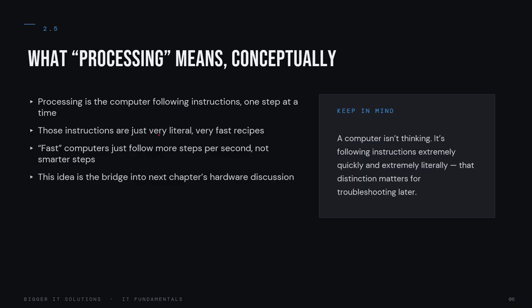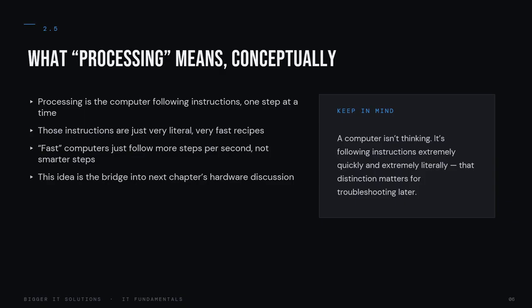This part right here, they're just very literal, fast recipes, these instructions. Computers actually only do one thing at a time. They just do it extremely fast. It makes it look like you're multitasking. You've got multiple browser windows open, you're listening to music, you're typing, you might be writing some code, you're messing with AI, you've got all kinds of programs open and you're having a good time. Your computer's actually only doing one thing at a time per core.